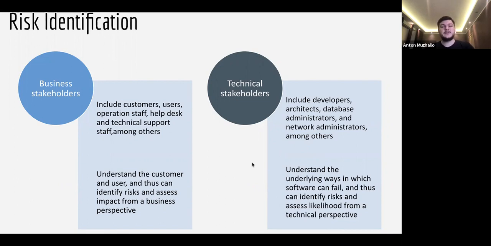So the technical stakeholders usually can help you to assess the likelihood, because they know how the system is being implemented and what the current issues are right now.